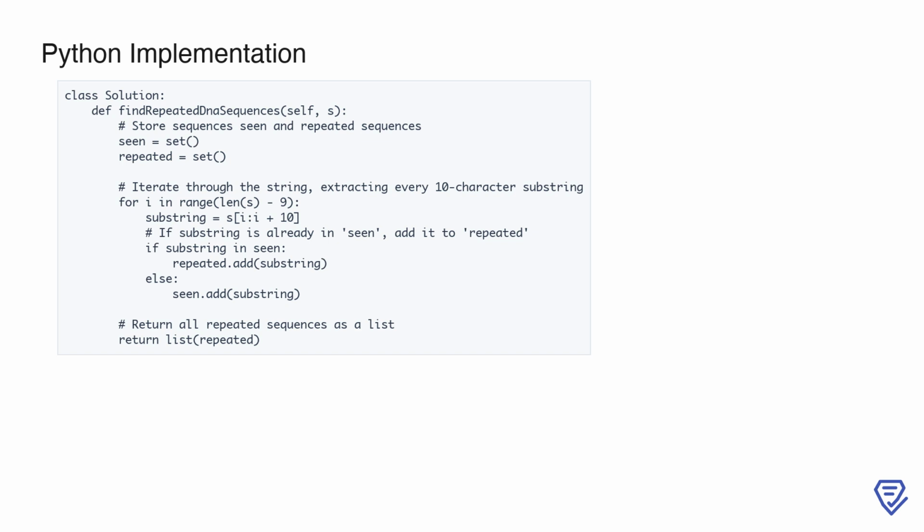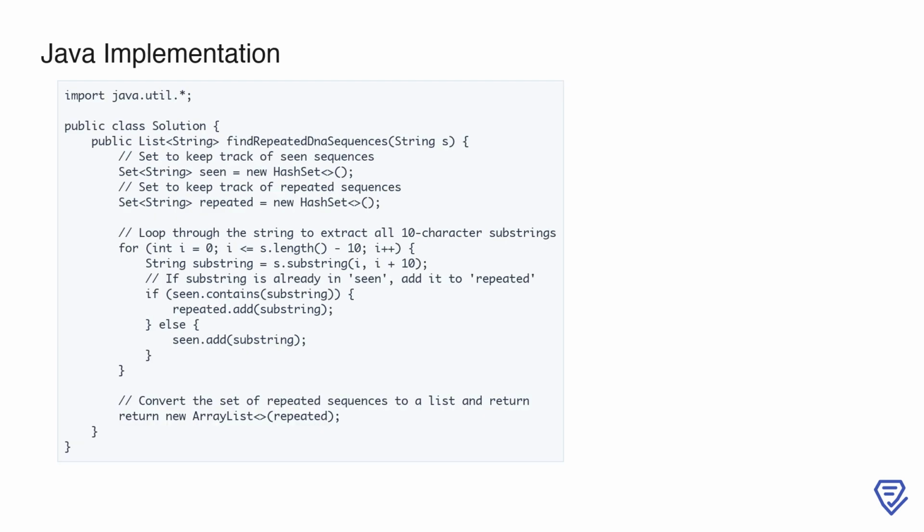The algorithm has a time complexity of O(n), where n is the length of the string, as we process each character exactly once in the sliding window. It also has a space complexity of O(K), where K is the number of unique 10-character substrings in the input string. This is the Java implementation of LeetCode problem number 187, Repeated DNA Sequences.